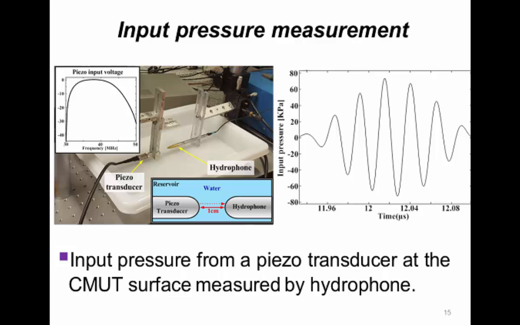At the first step of the measurement, we measure the input pressure of the piezoelectric transducer. So we apply the input signal like this spectrum at the piezoelectric transducer, and record the pressure input by using the hydrophone. Here is the hydrophone measurement of the input pressure.